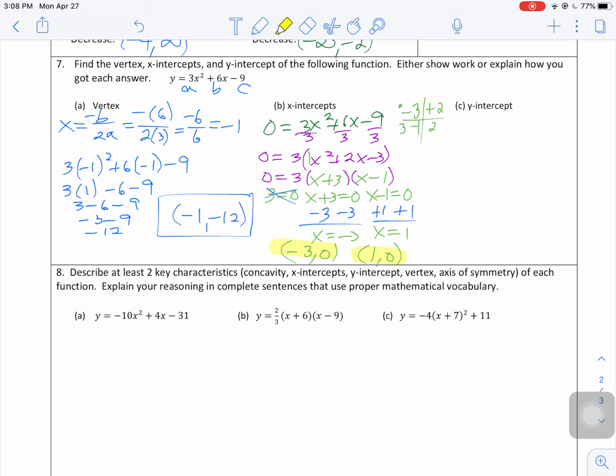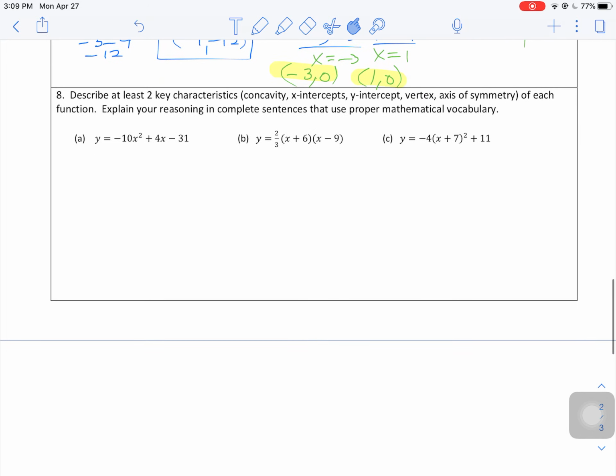And then that last one, part C, if you're in standard form, the y-intercept is always the c value, so 0, -9. And the reason that happens is if you're on the y-axis, you haven't moved left or right, so x has to be 0. So really this is what's happening behind the scenes. 0's getting plugged in everywhere, and then everything cancels out except for the c value in the back.